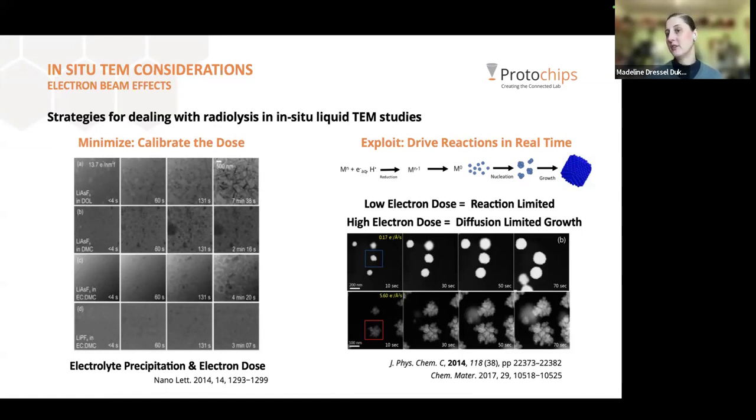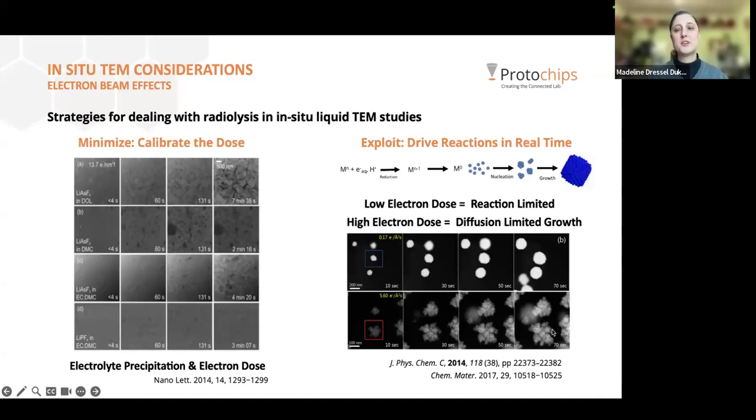You can use many different solutions. In this case, this is a solution of gold chloride. And at low electron doses, you get more reaction-limited growth. And so you'll typically see that you have more control over the shape and the size of the particles. Whereas if you then crank the dose up, you're going to get diffusion-limited growth, because you're going to be reducing all of those ions immediately in the vicinity. And it takes a while for new ions to diffuse into that liquid.